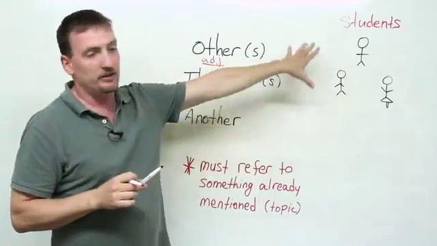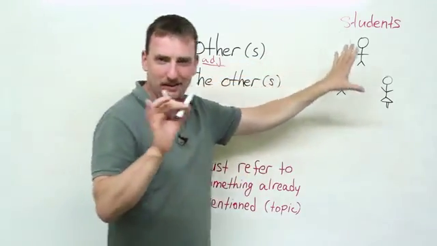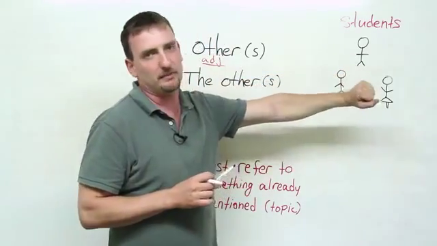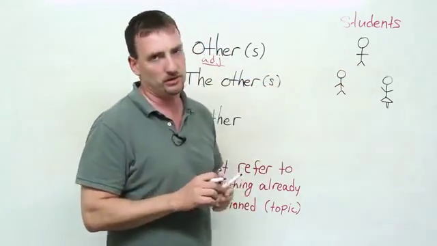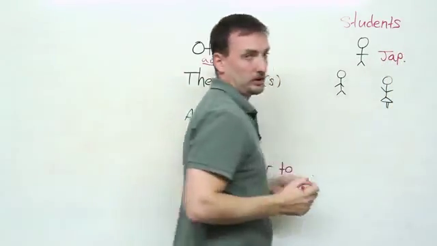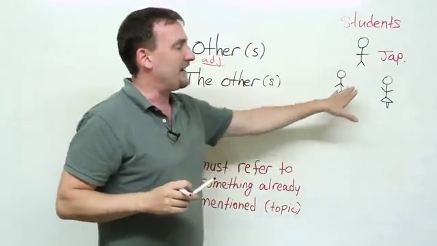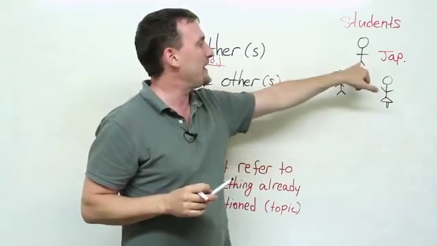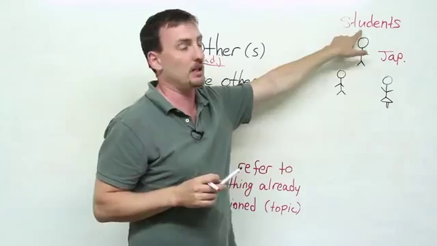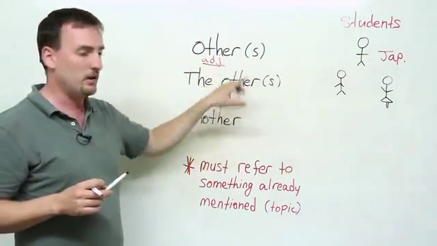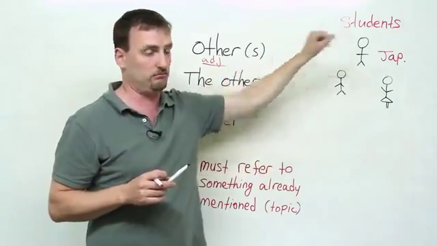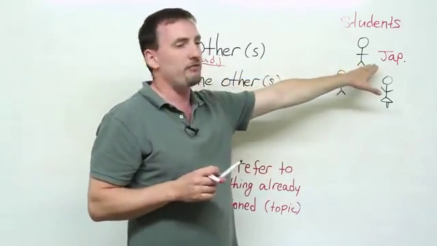So these are my students, and I know I'm not the best artist, but I'll do my best. I have 3 students in my class. One student is Japanese. So I'll just say like this for short. Okay? I have 2 students left. So I mentioned my first student. So this is now my topic. So all of these words now are going to refer back to that topic. Students.